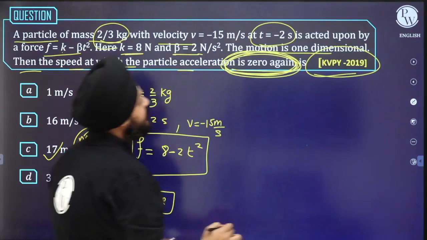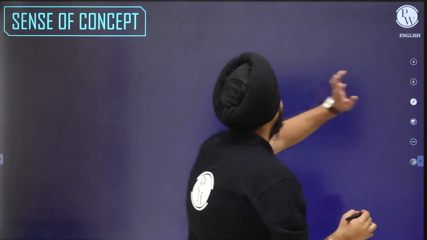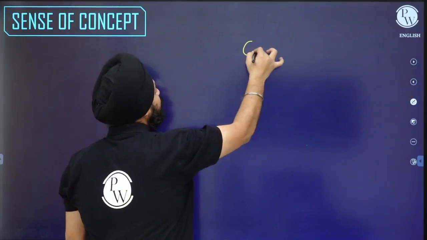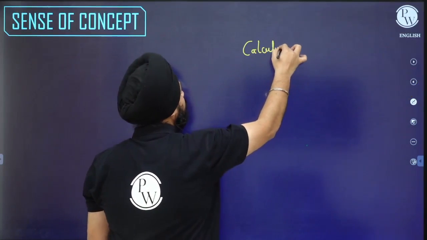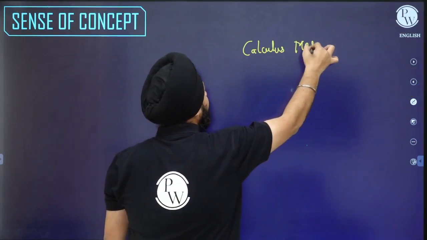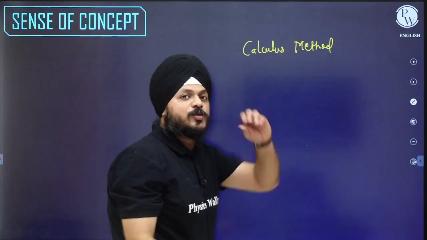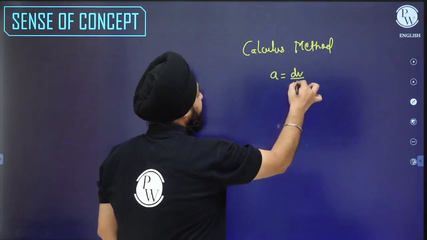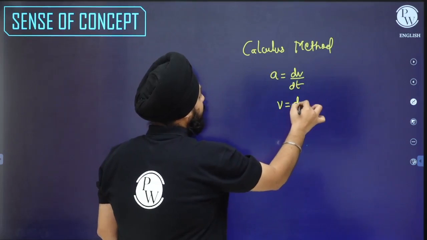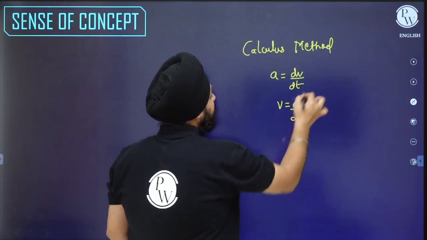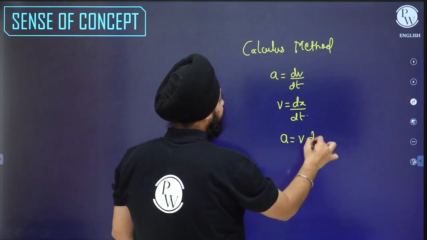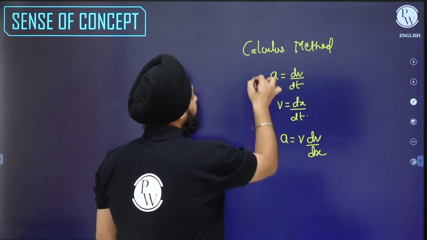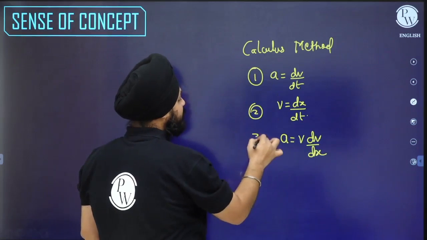Now, what will be the analysis for this question? Calculus method. For any kind of motion, this method is very useful. First, acceleration is always dv by dt. Velocity is always dx by dt, and even acceleration can be defined in terms of v dv by dx. So these are the three most important.